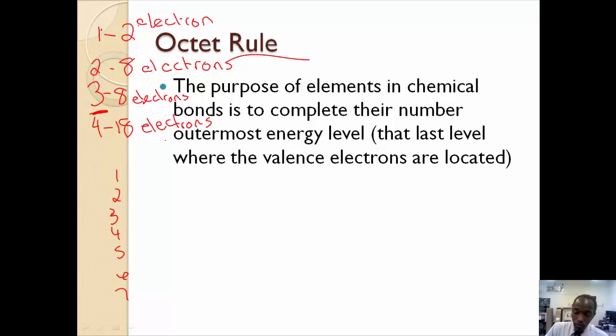So the octet rule says that elements want to be complete. Everybody likes to feel complete, and they want to be complete on their last energy level. So the elements that we're working with typically will be complete with 8 or 2, whether in row 2 or 3, or 18 for elements on the 4th level, but typically 8 is the number they look for. And for potassium and calcium, which we'll be dealing with, they're looking for 18.